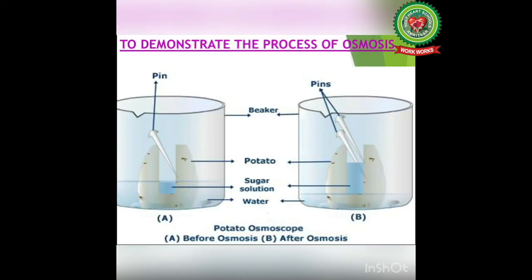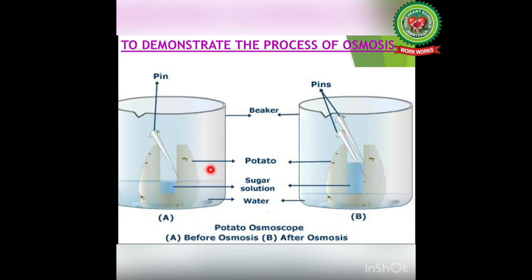To demonstrate the process of osmosis using a potato osmoscope. Scoop a rectangular cavity in the peeled potato. Slice the bottom to make the base flat and even. The apparatus used for demonstrating osmosis is known as osmoscope. Now, place this potato in a petri dish containing water so that half of the potato is dipped in water.